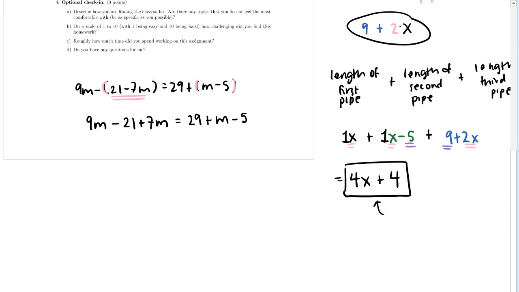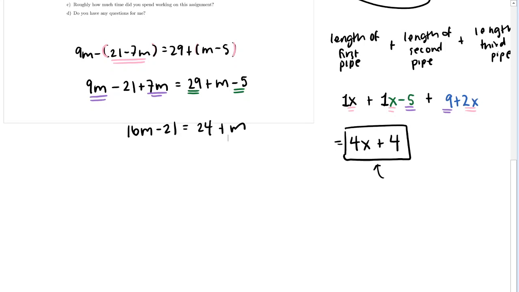And so we can simplify these expressions a little bit more, the expression on the left and the expression on the right, by again combining like terms, right? So here 9m and 7m, these are like terms, and they can be added together. They have the same variable, m. They can be added together to get 16m minus 21. That minus 21 doesn't really interact with the 9m or the 7m whatsoever. And then on the right, we've got 29 and minus 5 are like terms to give us 24 plus m.